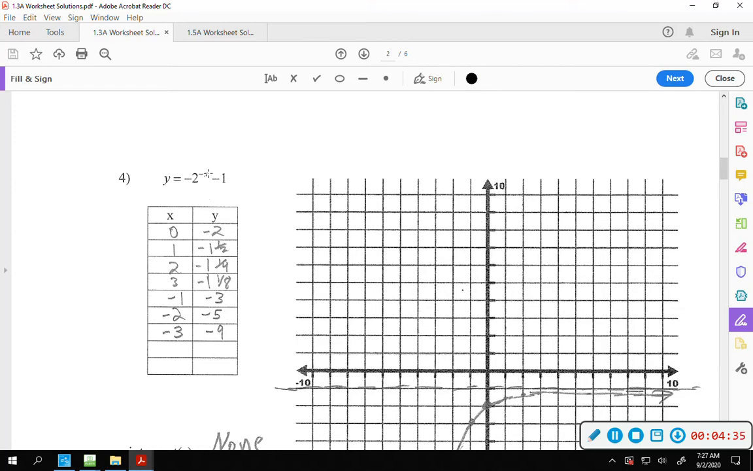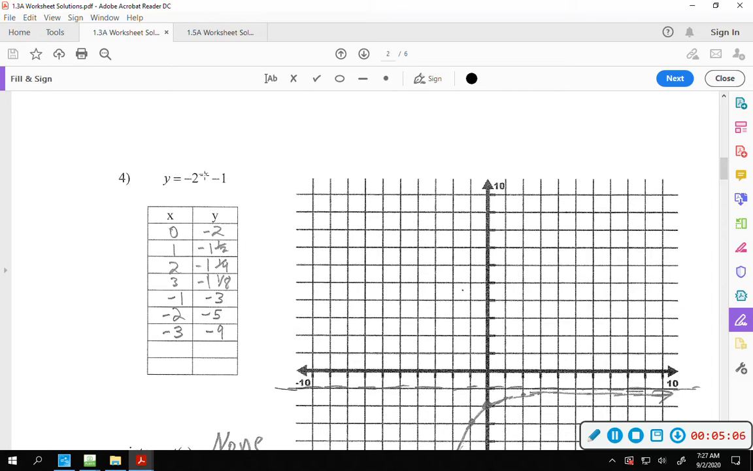2 to the negative first when I plug 1 in. I cannot evaluate negative exponents until we make it positive. You make a negative exponent positive by moving the base to the denominator. So the base of 2 goes down to the denominator to make the exponent positive. 2 to the first power is 2, so it's -1/2, minus 1 is negative 1.5.